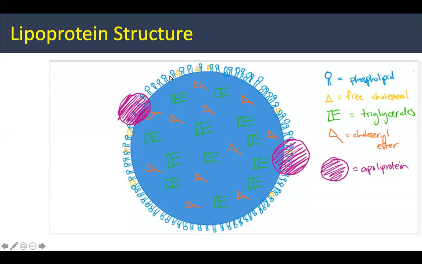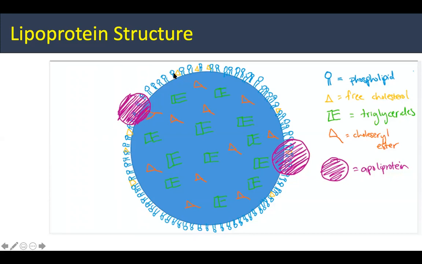The outer part, what I want you to notice is that it has these 3 things. It has phospholipids, which I've drawn for you like this over here. It has free cholesterol. Notice I'm saying free cholesterol. This cholesterol has not been esterified. Esterified means that a fatty acid has been attached to it. This cholesterol has no fatty acid, it's just free. So the free cholesterol is on the outside.